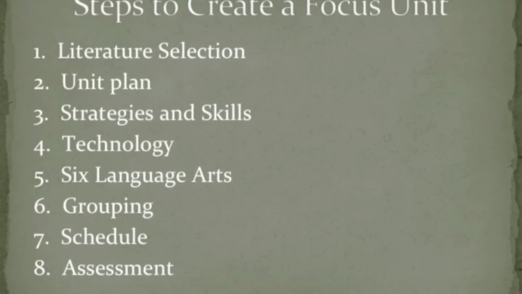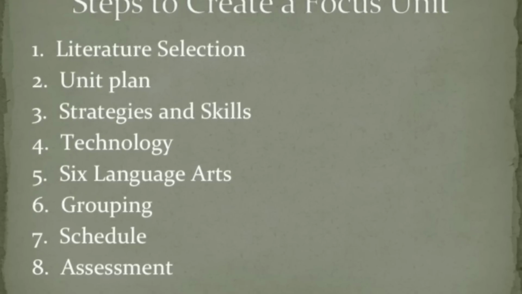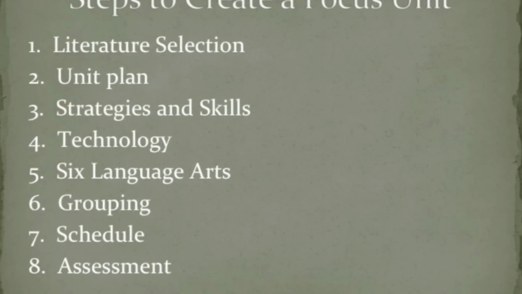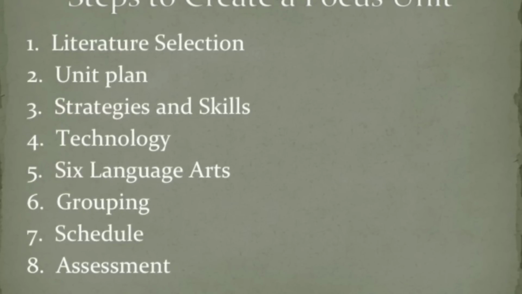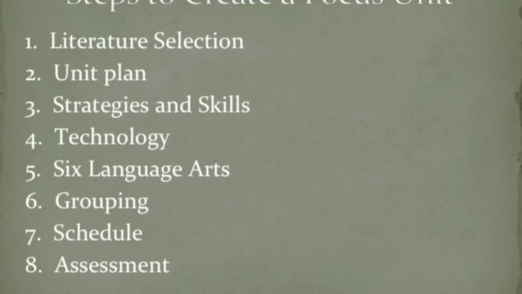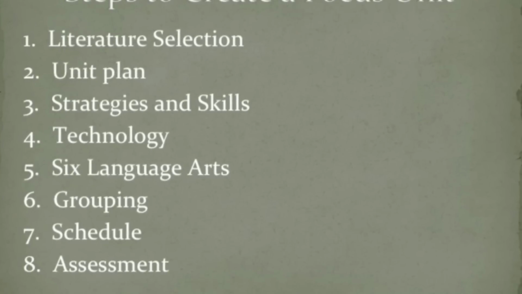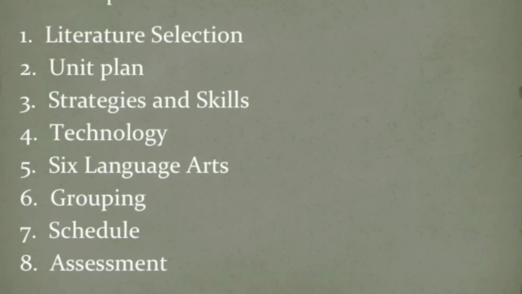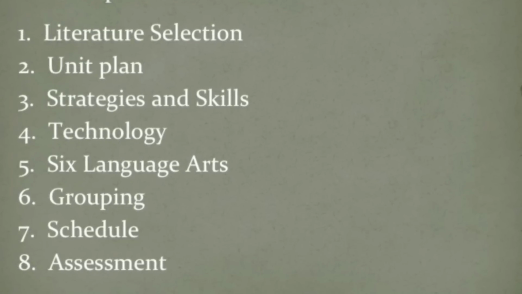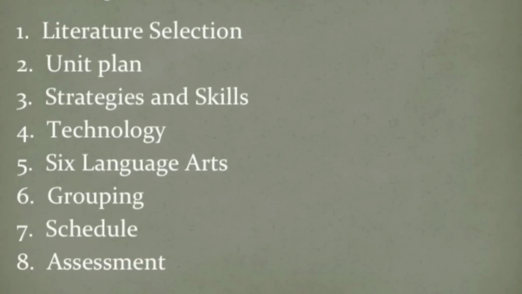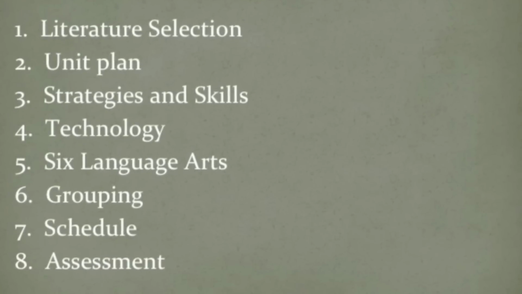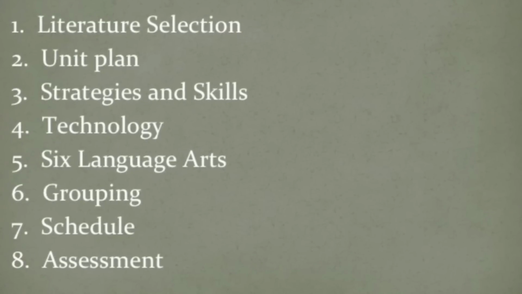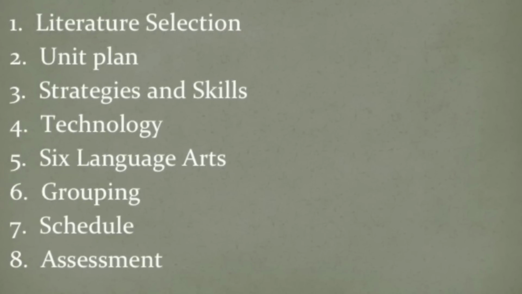Selecting the piece of literature. Developing a plan for the unit. Identifying which strategies and skills are going to be taught. Determining how to incorporate technology. Developing and incorporating activities that represent all 6 of the language arts. Coordinating activities that allow time for individual work and work with a partner, work in small groups, and as a whole class. Creating an organized time schedule, and making a plan for how the students will be assessed. We're going to look more closely at each of these steps.